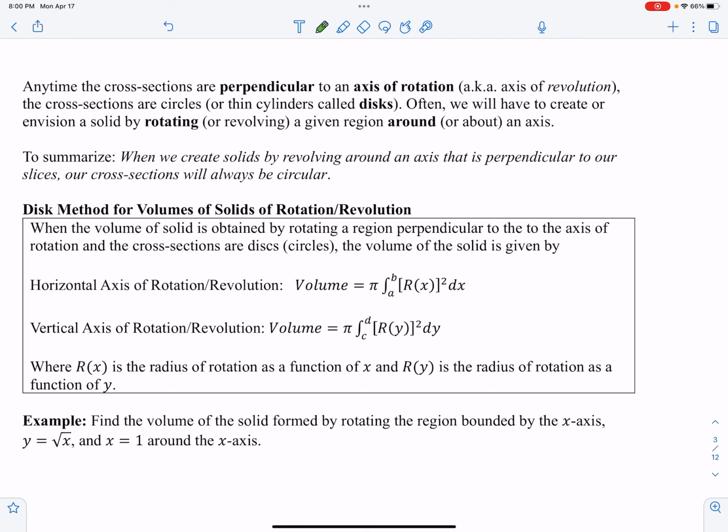So if you think about taking a region, might be some oddly shaped region, and rotating it around either a horizontal or a vertical axis, and then think about taking slices, cross sections that are perpendicular to the axis of rotation. Those cross sections will always be those really skinny cylinders, which we refer to as discs. Or you can think about adding up the volumes of those discs, and therefore we end up using the same formula for finding those volumes.